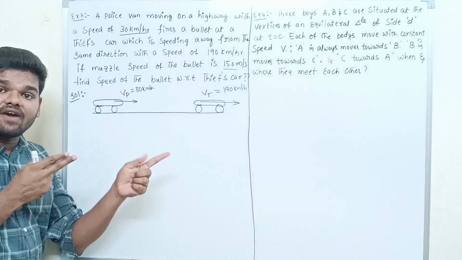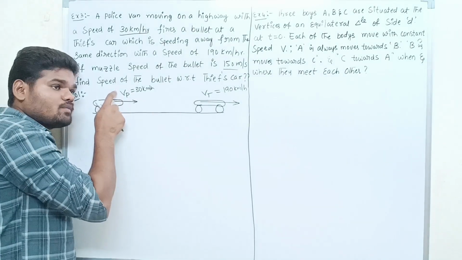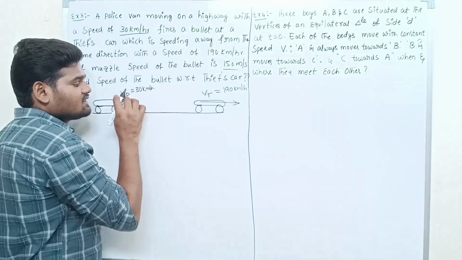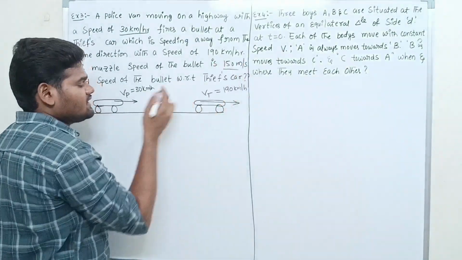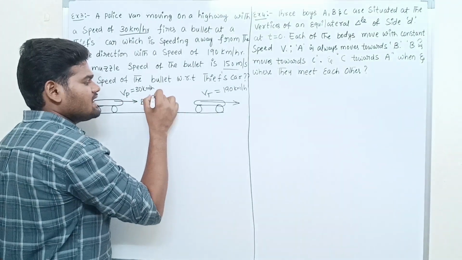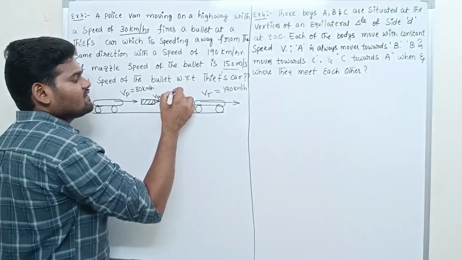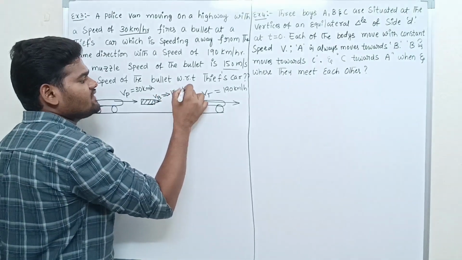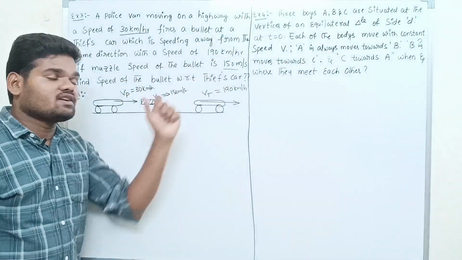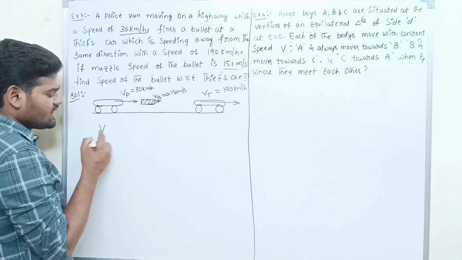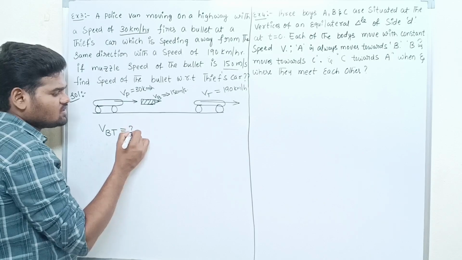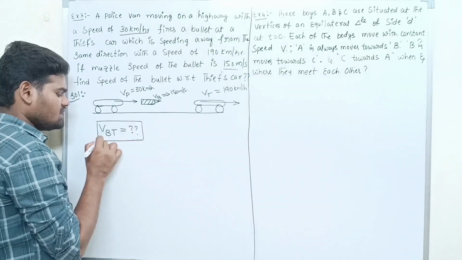So what happened? The policeman fired a bullet from the police van. That bullet moves with a speed. So the velocity of the bullet is equal to how much? 150 meter per second. So what are they asking? Find the speed of the bullet with respect to the thief's car. They are asking us to find the speed of the bullet with respect to the thief's car. So this is the given information.